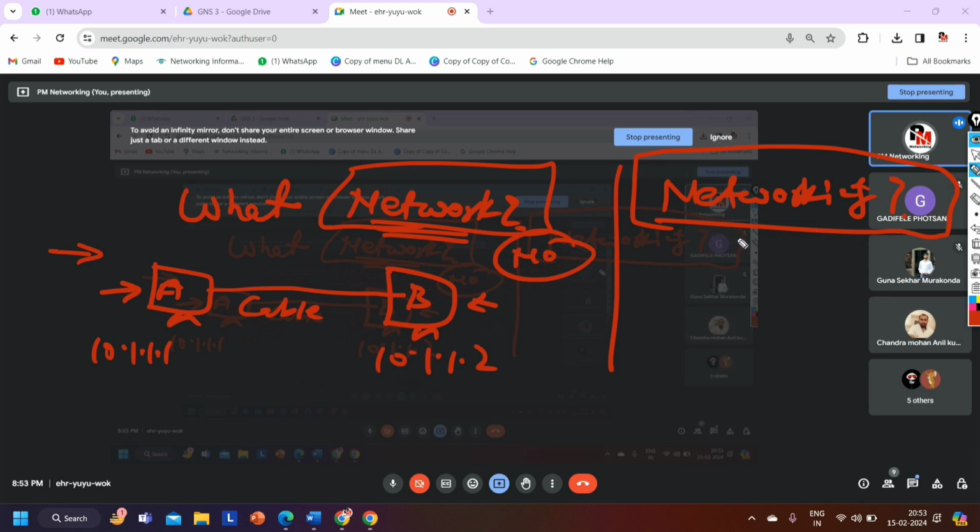Networking means construction. The process of constructing a network is called networking. Like you have two computers and you are connecting these two computers together. This is what networking is. The process of designing a network is called networking, like cabling, configuring the network, right? Configuring the protocol, configuring the IP address. These are the process of designing a network. That is networking.